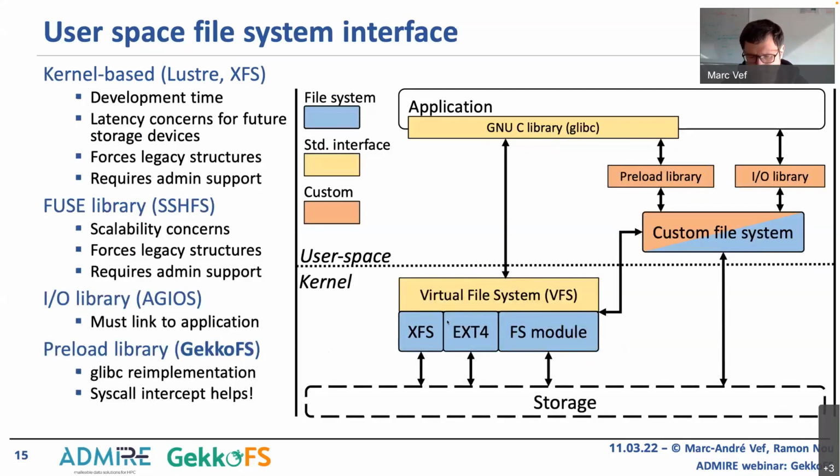So I want to talk a little bit about how to get a user file system interface, because there are a couple of ways to create a file system. The most common one is the kernel-based approach, which is the ext4 or the Lustre approach, where it's positioned below the VFS, and you use the normal glibc, your GNU C library, to do your fwrite or your pwrite or whatever, and it goes to the VFS and then in the end to Lustre.